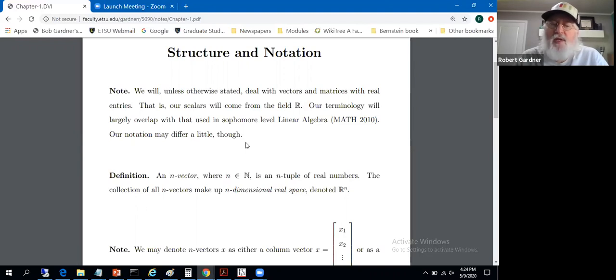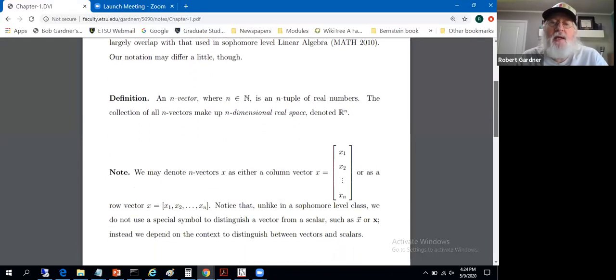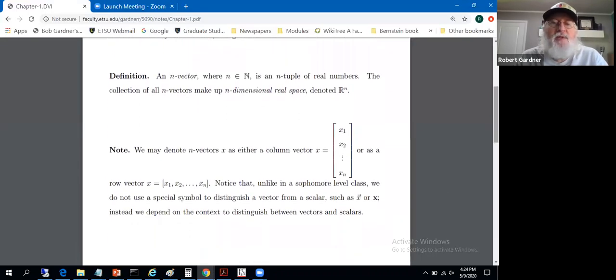One thing, we won't distinguish between scalars and vectors as conscientiously as we would in a sophomore linear algebra class. The difference should be clear from the context, though I'll still probably make a big deal out of it, at least in the beginning. Our first definition is an n vector. Take n to be a natural number, 1, 2, 3, etc., a positive integer. An n vector is an n tuple of real numbers.